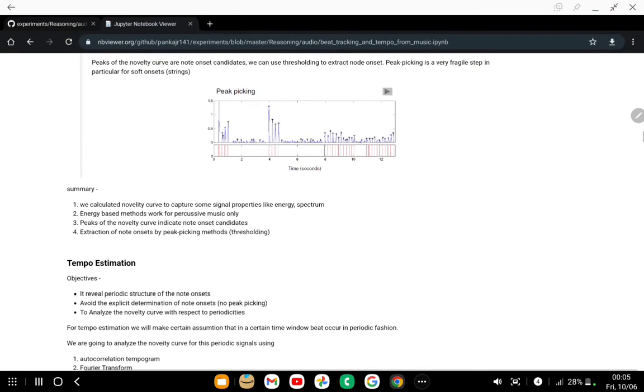So the summary is: we can calculate the novelty curve by capturing signal properties like energy and spectrum, and these methods only work when we have percussive music only, and will not work on harmonic music. The next thing is that peaks of the novelty curve indicate note onset candidates, each one is a candidate but doesn't mean they are note onsets. And the extraction of note onsets can be done by a peak picking method, which is thresholding in nature.